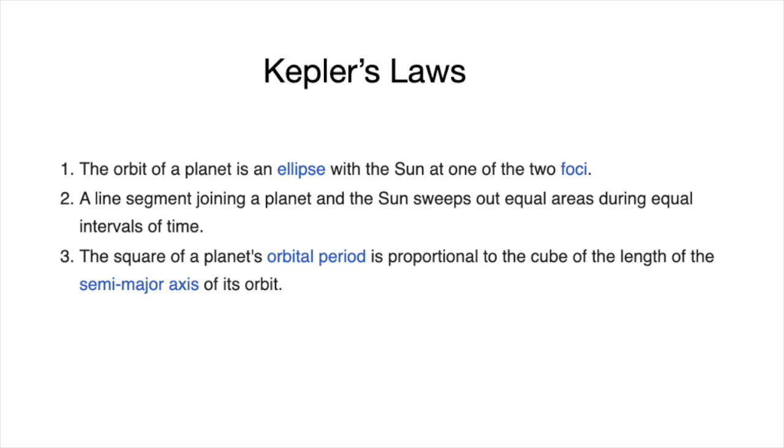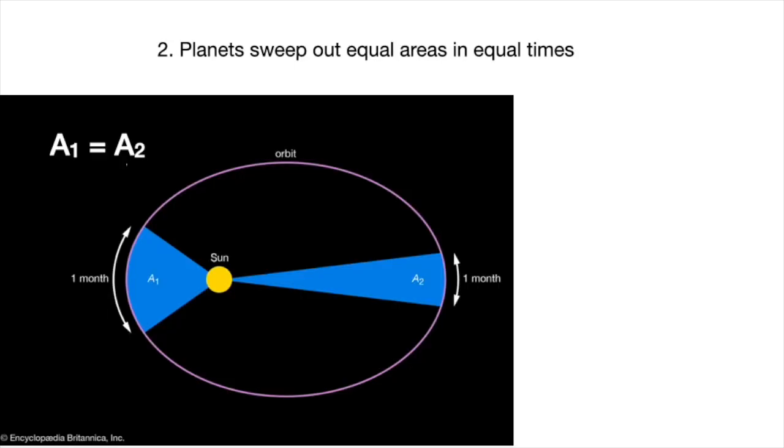As a means of introducing some key concepts, let's talk about Kepler's second law a bit. Planets sweep out equal areas in equal times.